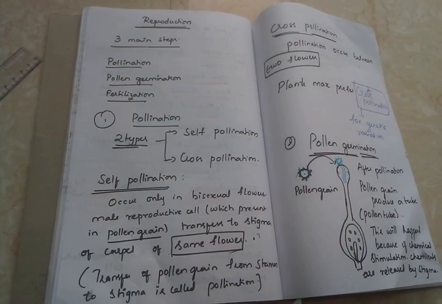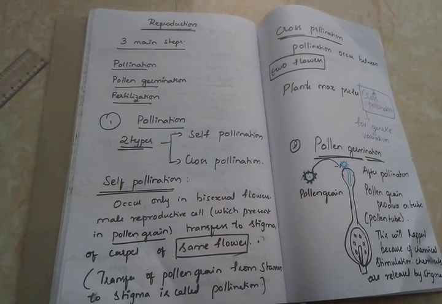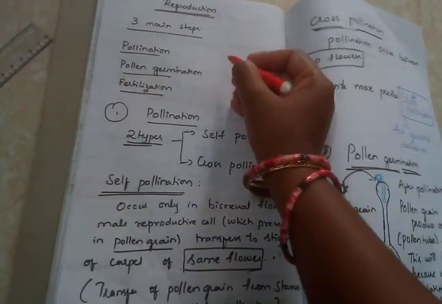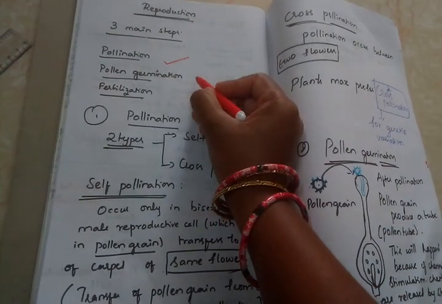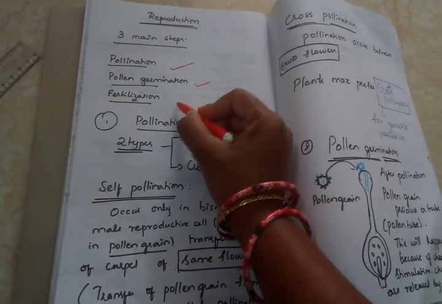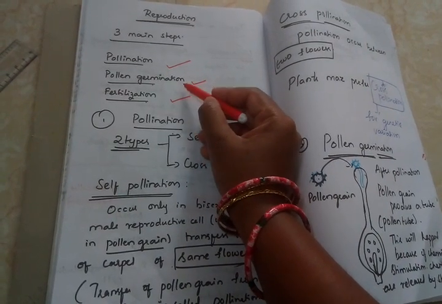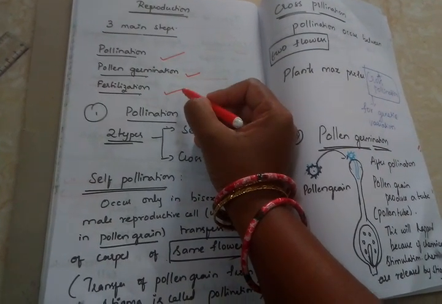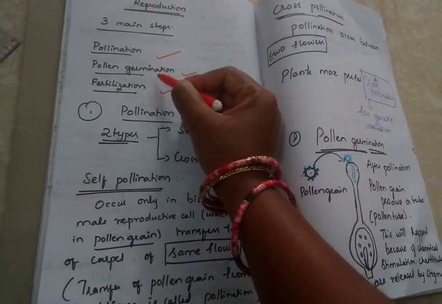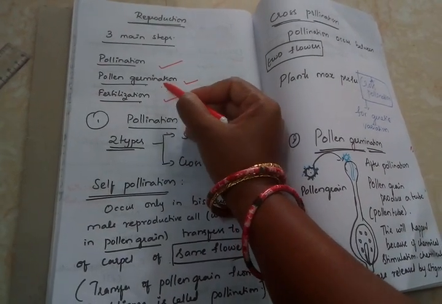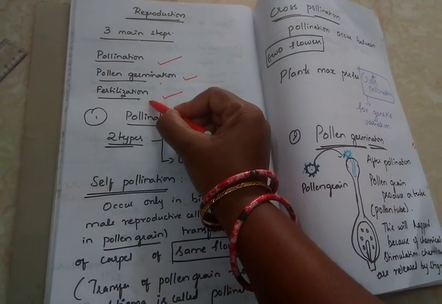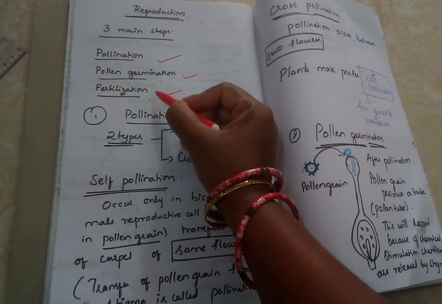In this reproduction process, there are mainly three steps involved. The major steps are three: pollination, pollen germination, and fertilization. In this session, we will see about pollination and pollen germination. In the next video, we will see about the fertilization step, which is a little bigger than this.